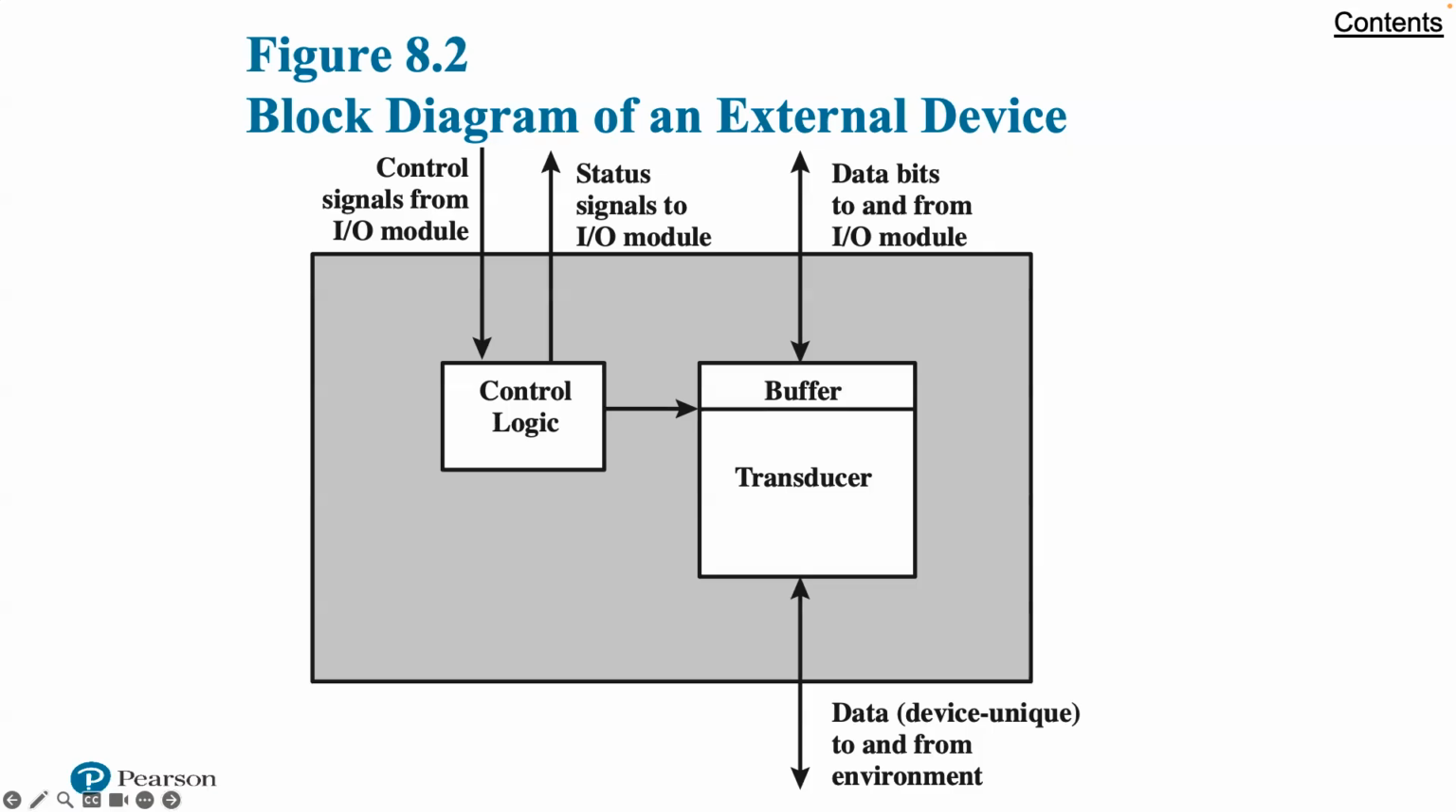In a fixed head disk, the transducer is capable of converting between the magnetic patterns on the moving disk surface and bits in the device's buffer. So here were some aspects of what we're seeing in figure 8.2. A moving head disk must also be able to cause a disk arm to move radially in and out across the disk's surface.